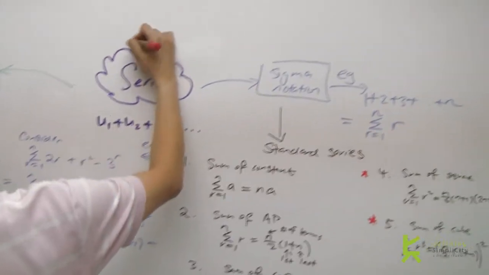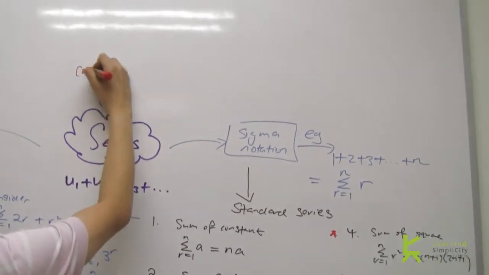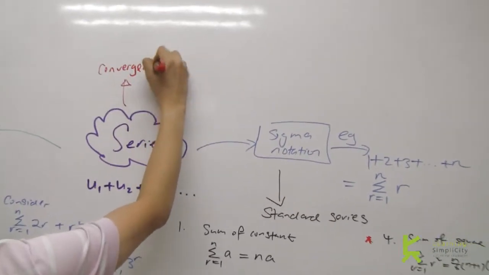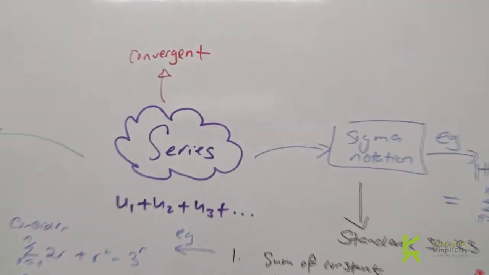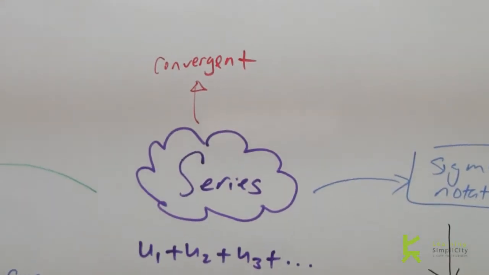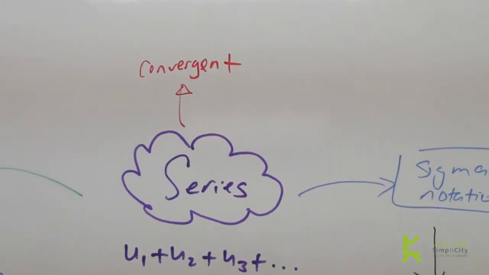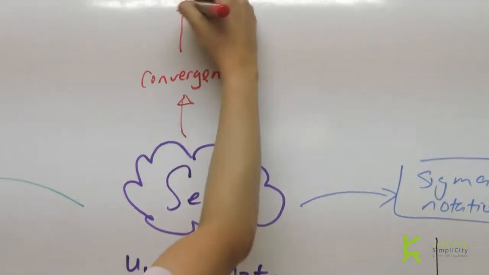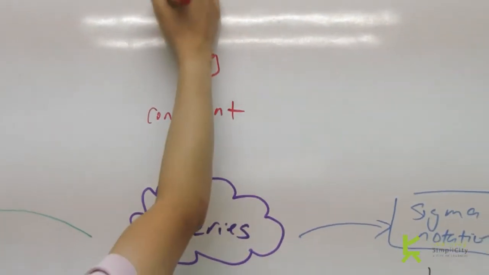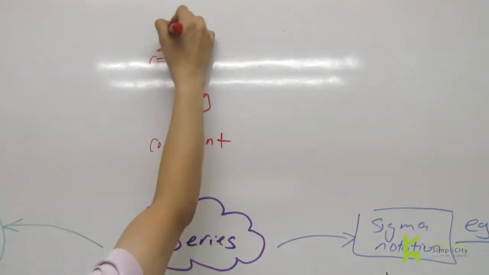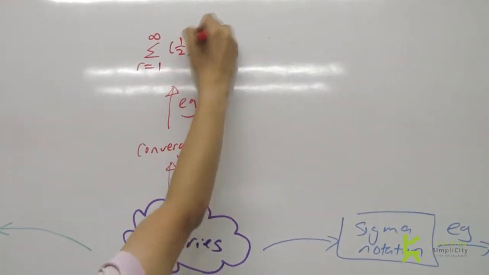Finally, we come to the part of convergence of a series. What do you mean by a convergent series? It basically means that the sum to infinity is equal to a constant value as we sum to infinity. So the example that we can take is as such. So for example, for summation from 1 to infinity of half to the power of r.